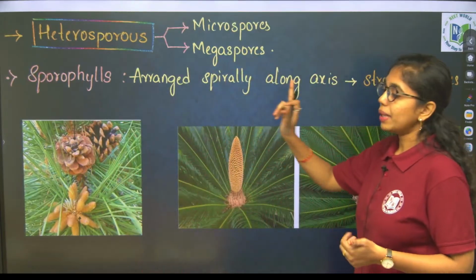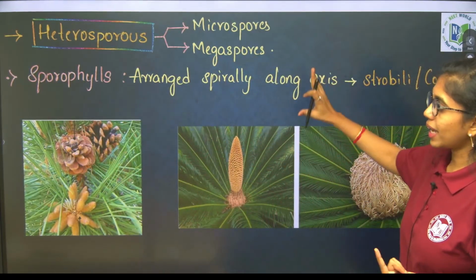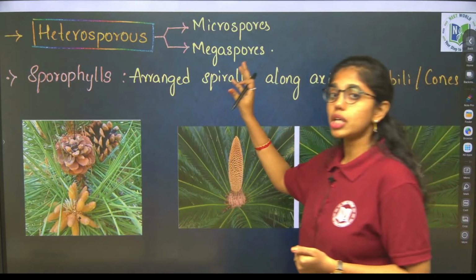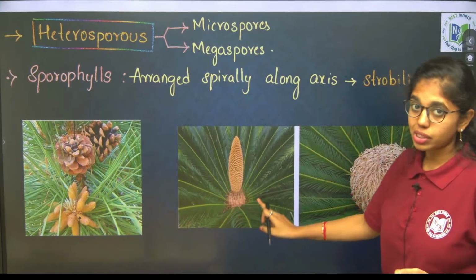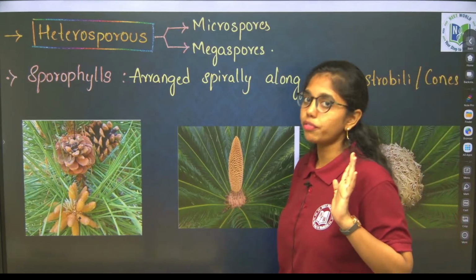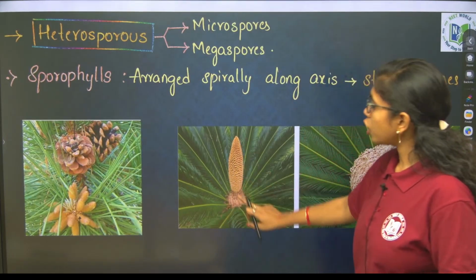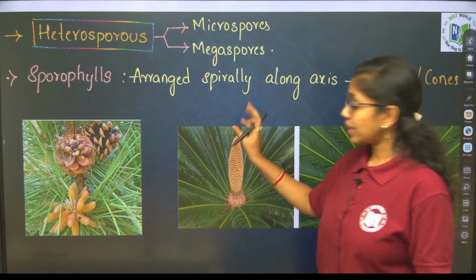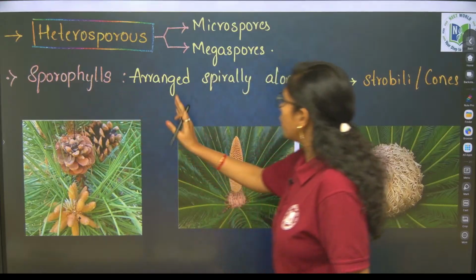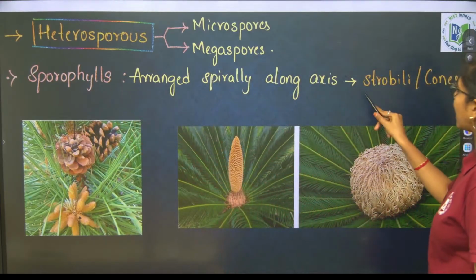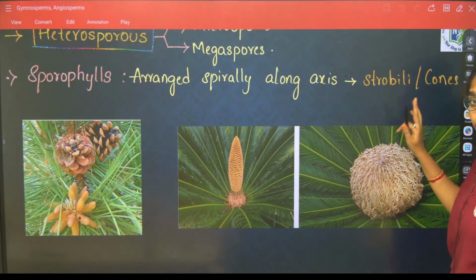For example, microspores and megaspores. These spores are present on the leaf structures in the form of cones, like how you see in the Equisetum of pteridophytes. Same cones or strobili are present, but they are on those leaf structures, so they are called what? Sporophylls, which are arranged spirally on the axis, called strobili or cones.